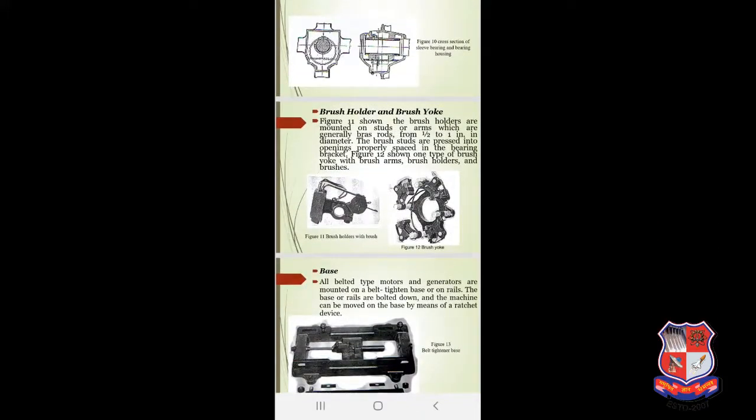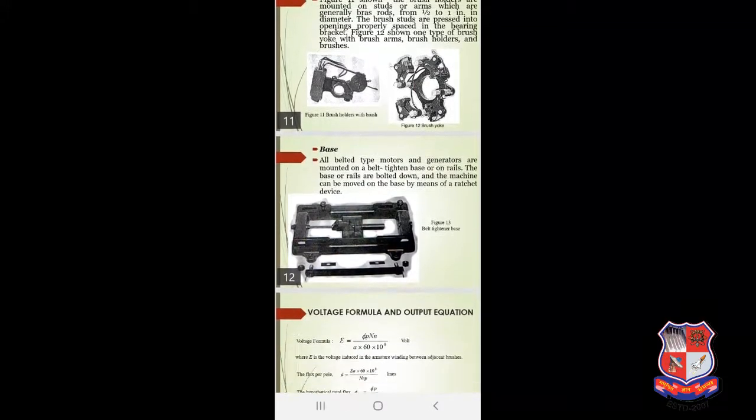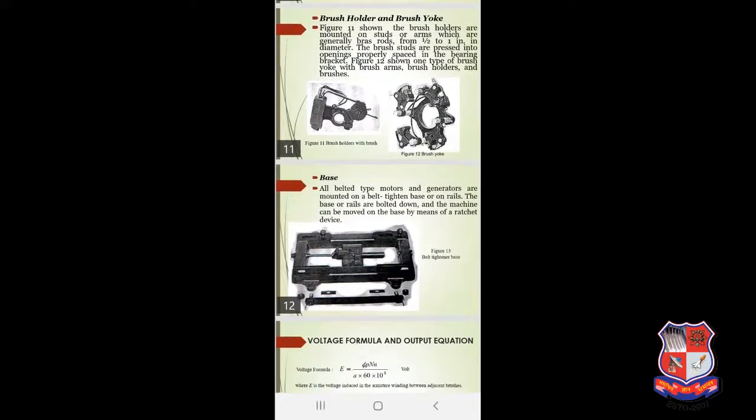Now brush holder and brush yoke. So brush is used to collect the current, as we know. Brush holders are mounted on studs or arms, which are generally brass rods of half to 1 in diameter. The brush studs are pressed into openings properly spaced in the bearing bracket. Figure shows one type of brush yoke with the brush arm, brush holder and brushes. Brush is made of carbon material.